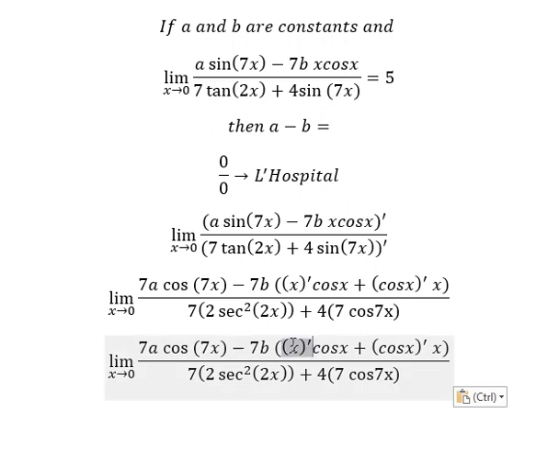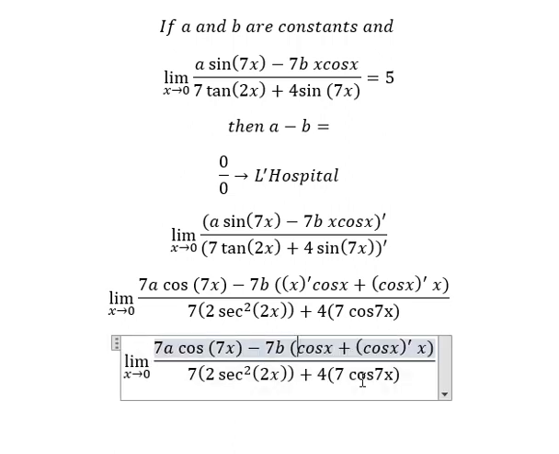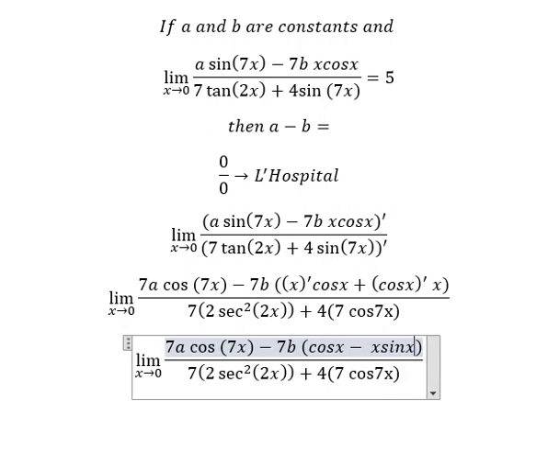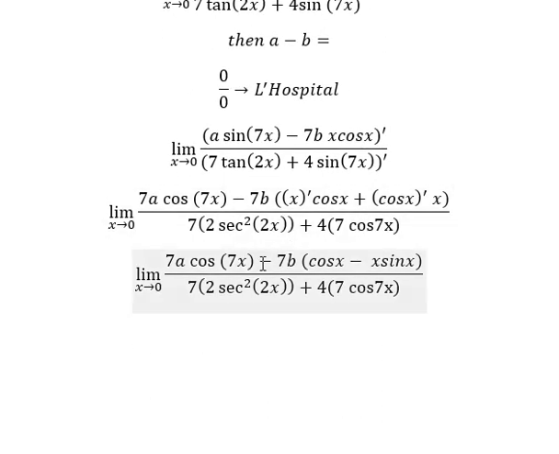So this one we have number 1. This one we have negative sine x. Now we put number 0 in here, here, here, here, and here. So if we simplify, we have like this.